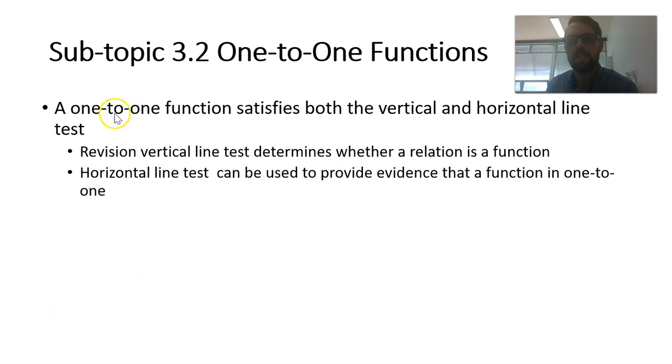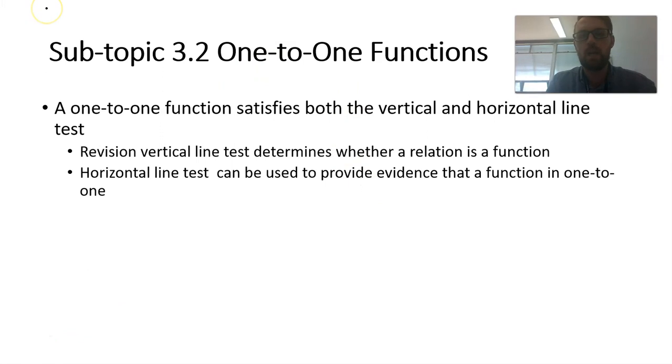Okay, so how do we test that? A one-to-one function satisfies both the vertical and horizontal line tests. So this is a bit of a revision, the first one. The vertical line test determines whether a relation is a function. So these are all going to be relations we're talking about, but the vertical line test makes it a function. Now the horizontal line test can be used to provide evidence that the function we proved with the vertical line test is a one-to-one function. Okay, so we prove it's a function first, then we can prove it's a one-to-one function. And if both of those things hold, yep, we've got ourselves a one-to-one.